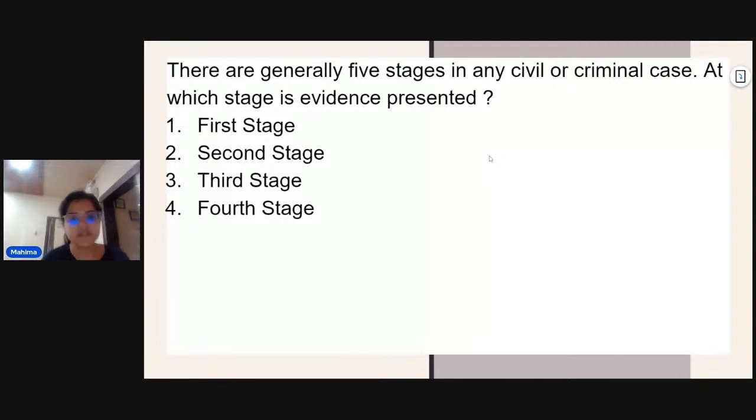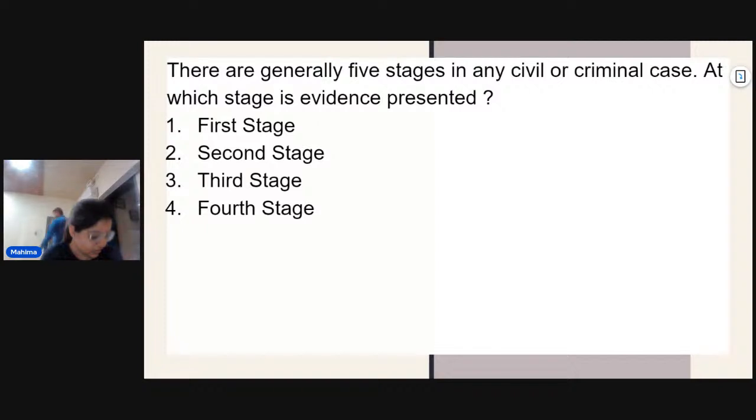There are generally 5 stages in any civil or criminal case. At which stage is evidence presented? First stage, second stage, third stage, or fourth stage? Come on, everyone. Waiting for the answers. If the voice is breaking, Prachi, please read the question and then try to answer.